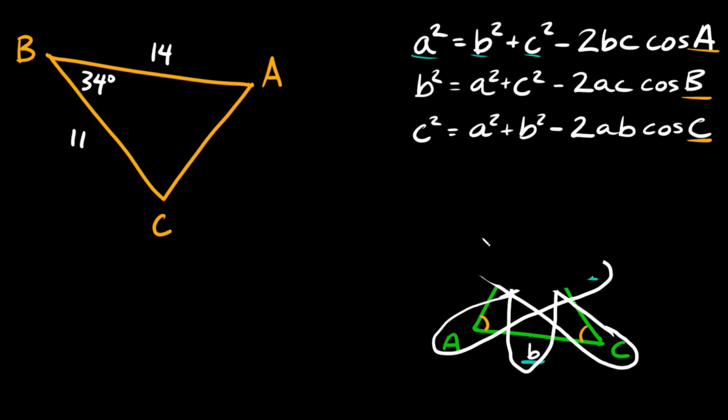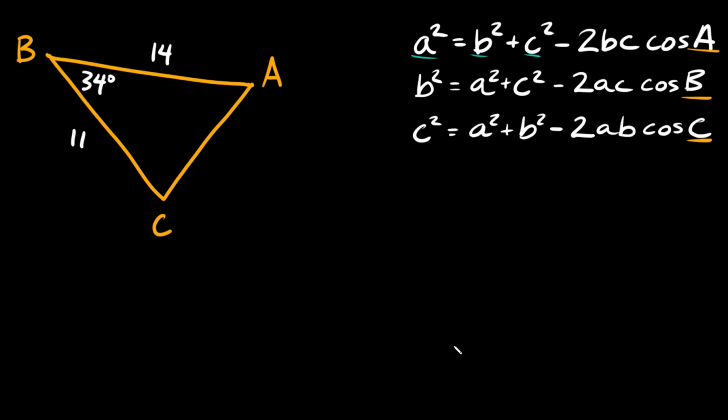Okay, so now that we know what all the variables stand for, let's jump into our example. So here we have triangle ABC, and we're given two side lengths, right? This is 11, this is 14, and the angle in between those two side lengths is 34 degrees.